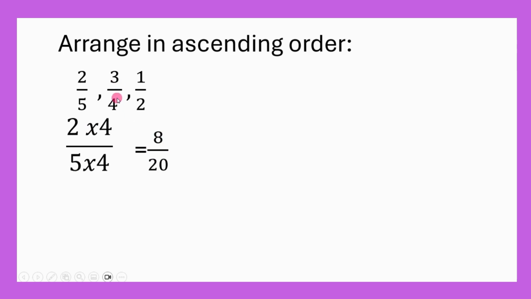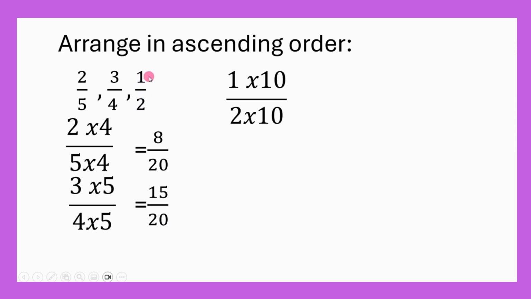So we pick 3 over 4 now. What can we multiply 4 by to give 20? And that's 5. So we'll use 5 to multiply both the numerator and the denominator of 3 over 4. And so we have 3 times 5 gives us 15, and 4 times 5 gives us 20. And lastly, we move on to 1 over 2. 2 times 10 will give us 20, of course. So we use that 10 to multiply both the numerator and the denominator, and it gives us 10 over 20.